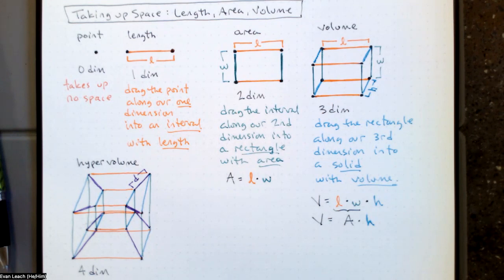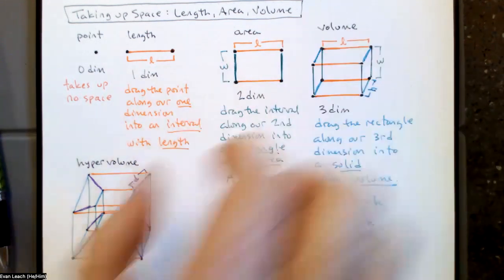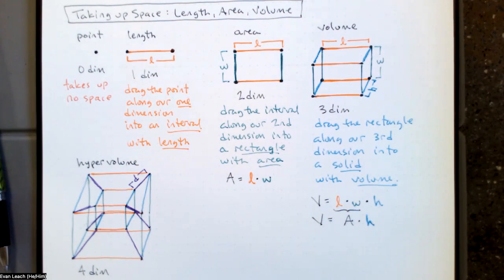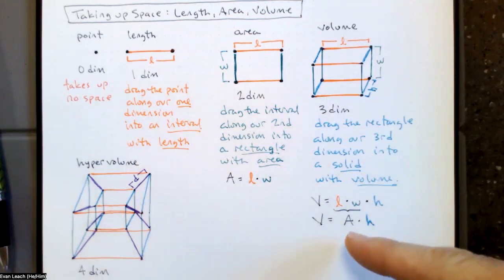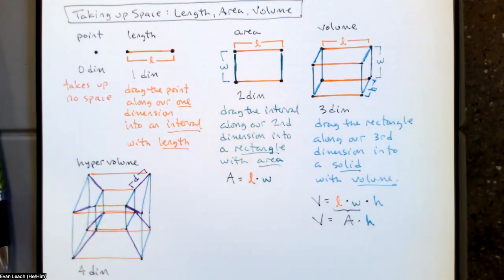So I wanted to go over this, not because I think we don't understand how length, area, and volume works, but I want to imagine length, area, and volume as being just an extension. I want to think of one as an extension of the other. I want to think about area as just grabbing this length and stretching it into a width. I want to think about volume as grabbing this area and stretching it into a height.